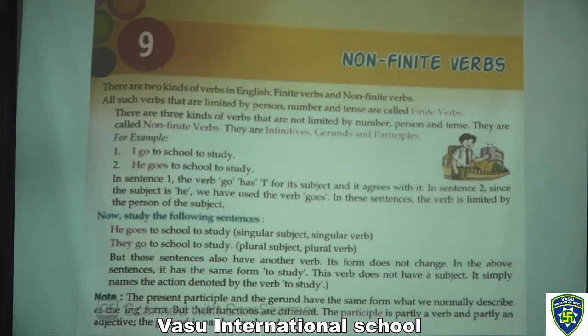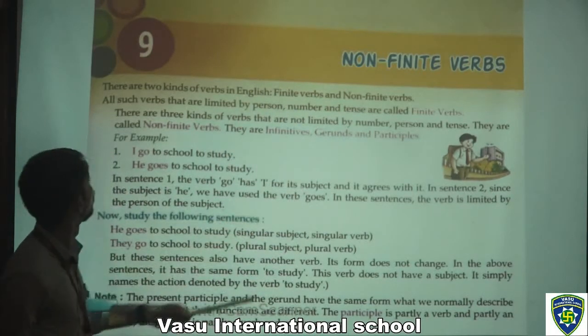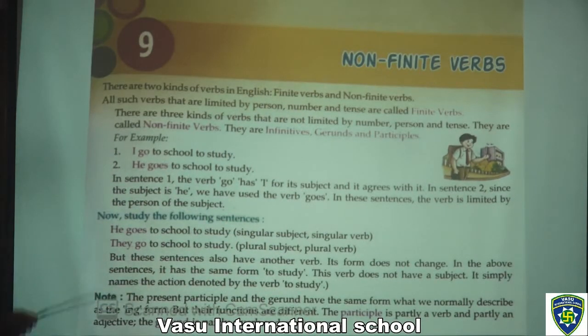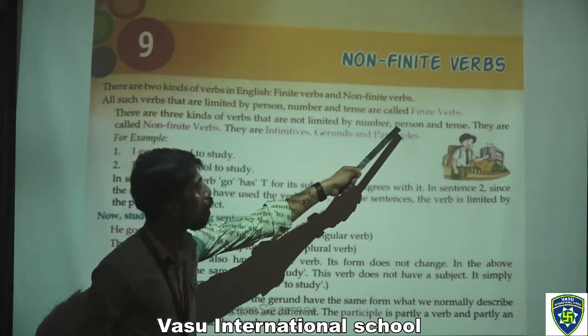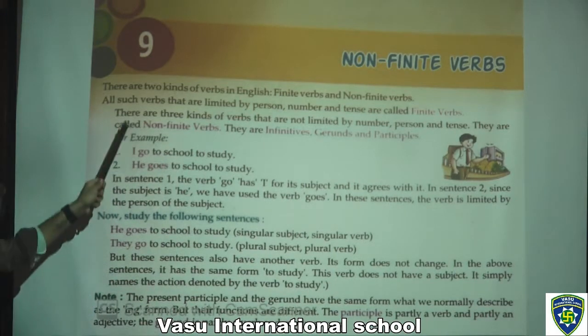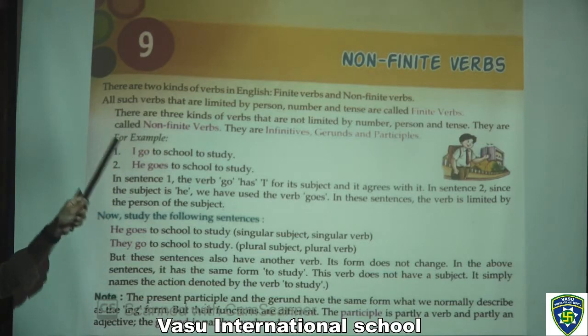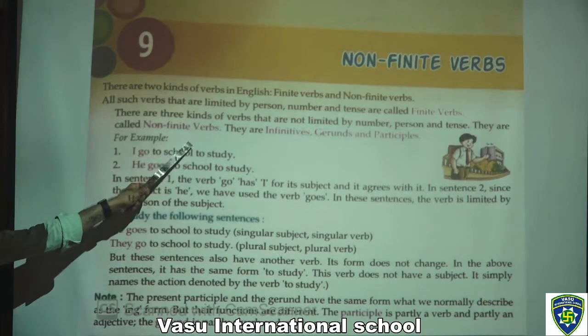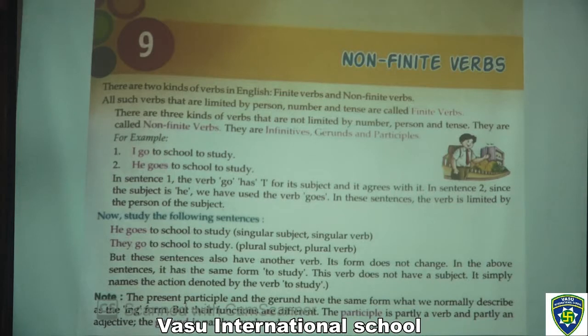Now, non-finite verbs. There are two kinds of verbs in English: finite verbs and non-finite verbs. All such verbs that are limited by person, number and tense are called finite verbs. There are three kinds of verbs that are not limited by number, person and tense. They are called non-finite verbs. They are infinitives, gerunds and participles. We'll go through that afterwards. So I'm going to the first example.